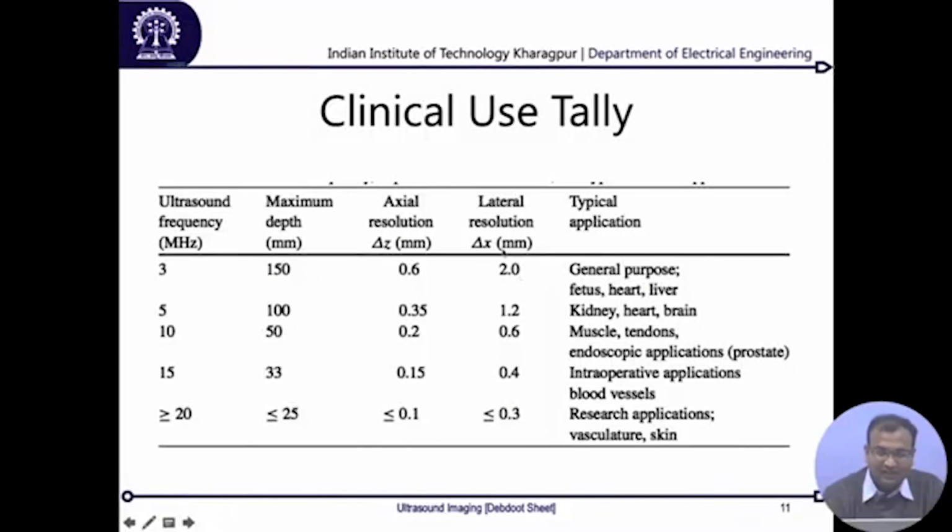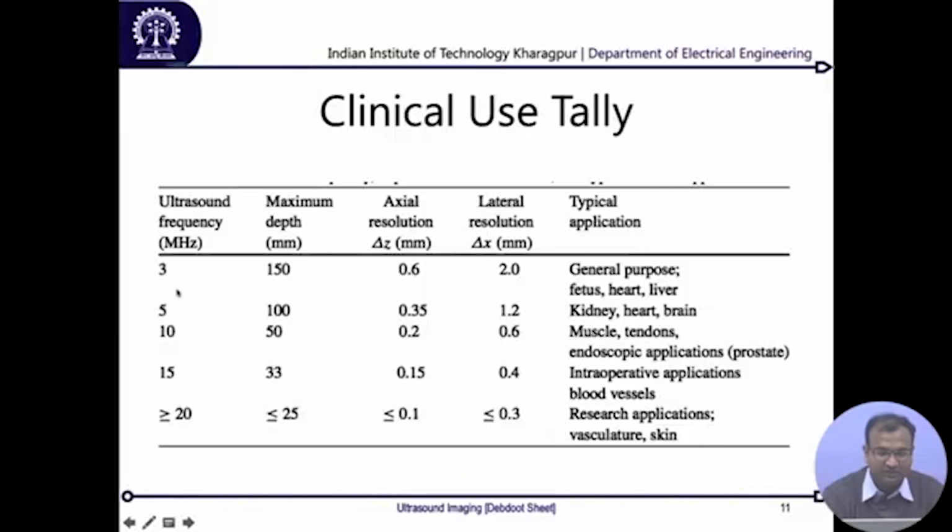The other factor is obviously the lateral resolution, which is along the length of the transducer, how much resolution you were achieving, and that is also dependent on the frequencies. And as you see, if we increase frequencies, obviously your maximum depth of imaging decreases, but your resolution increases, and based on that we have different organs which can be imaged with different frequencies of transducers, and this is what clinicians refer to as a standard tally. So, 3 megahertz is for general purpose or fetal ultrasound, heart and liver ultrasound, whereas 5 megahertz is for kidney, heart and brain, and that is again looking at what depth and what resolution I would need for looking into my pathological structures.